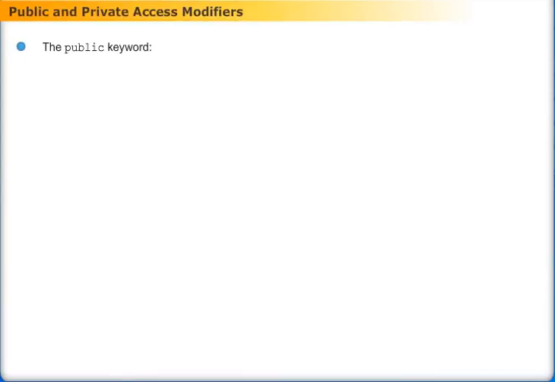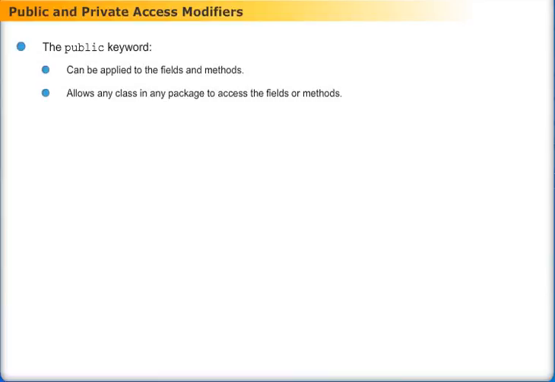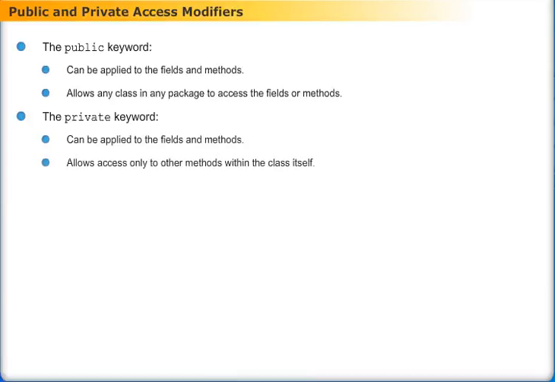The public keyword, applied to fields and methods, allows any class in any package to access the field or method. The private keyword, applied to fields and methods, allows access only to other methods within the class itself. The private keyword can also be applied to a method to hide an implementation detail.